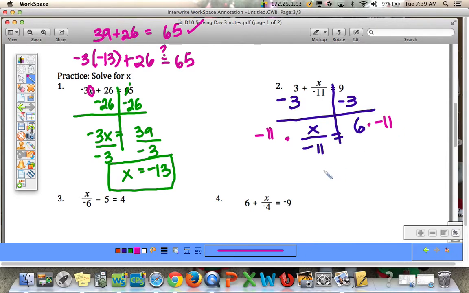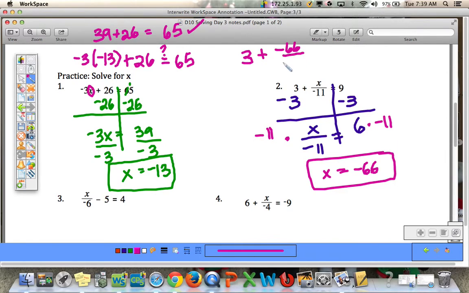So I check our answer. x equals negative 66. All right, this should work. Let's double check our answer. 3 plus negative 66 divided by negative 11. Does that equal 9? This would be 3 plus 6, and yes, that equals 9. Good, so that's how you can check your answer.